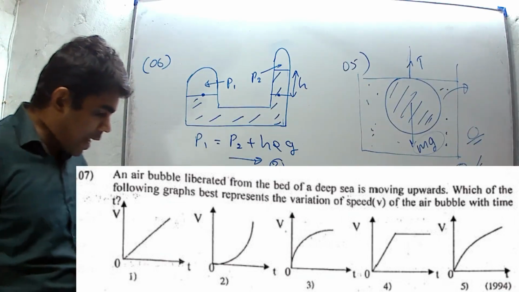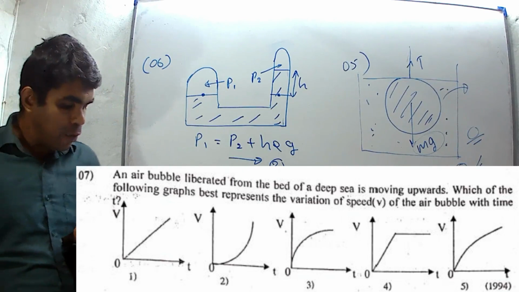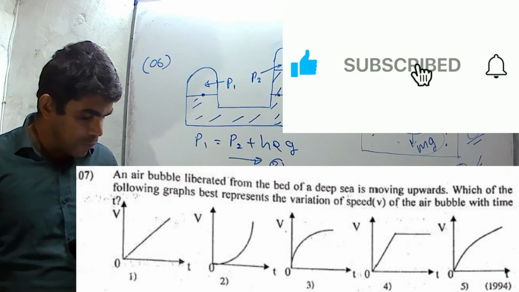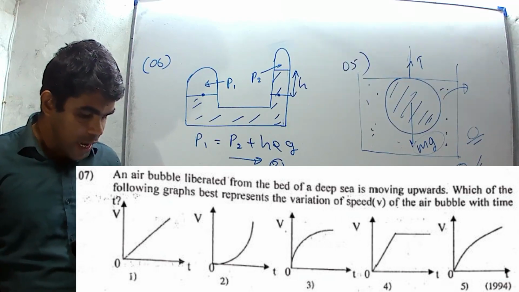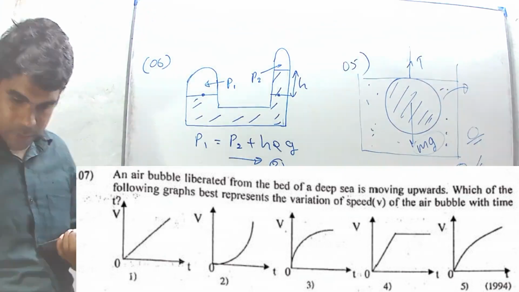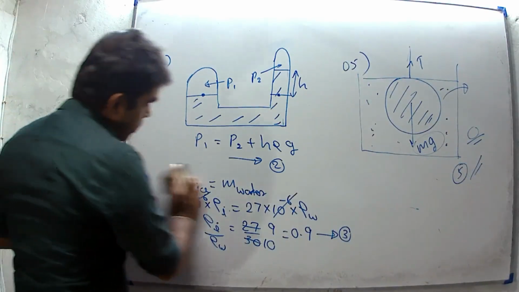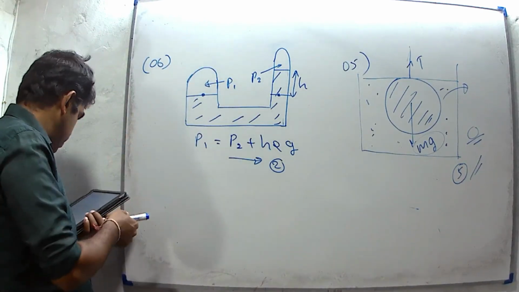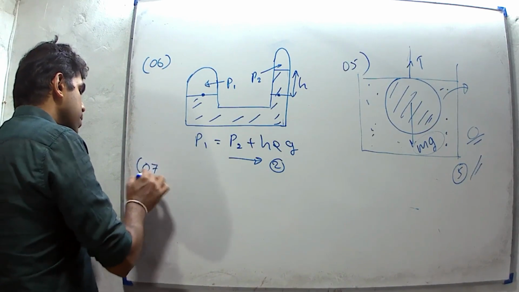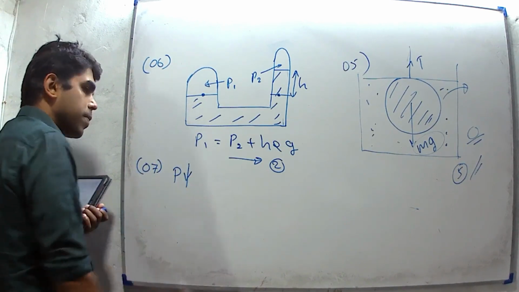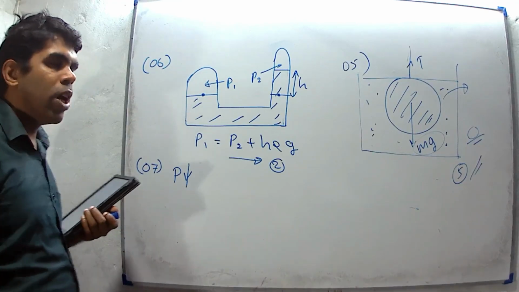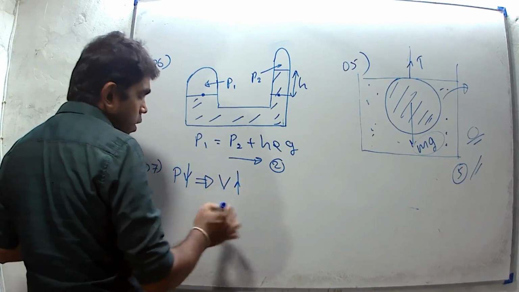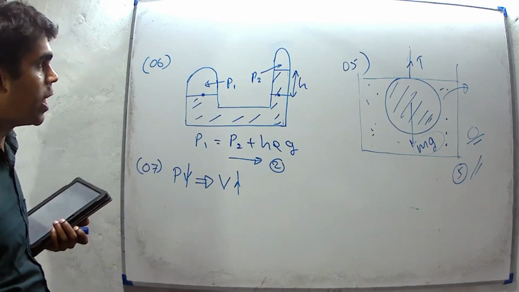Then 7. An air bubble liberated from a bed of deep sea is moving upward. Which of the following graphs best represents the variation of the speed of the air bubble with time? We know that when an air bubble moves from seabed to sea level, pressure is decreasing. According to Boyle's law, when pressure is decreasing, volume is increasing. It is a simple theory.